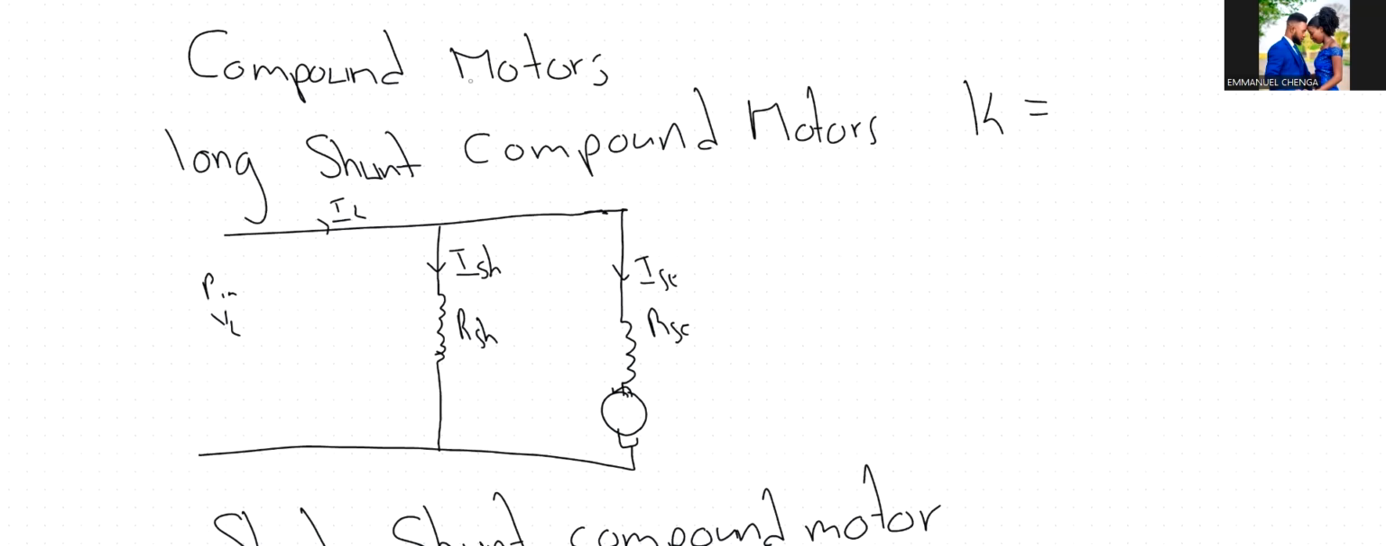It is called long because now you have the field resistance connected in parallel with a combination of these two, whereby you have the series and the armature. So these two are in parallel with this. So the first thing, your formula to calculate your I shunt is not affected. Remember in the previous video, we said to calculate I shunt, it will be V divided by R shunt.